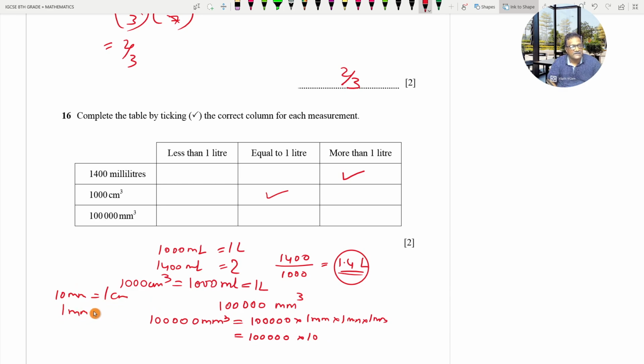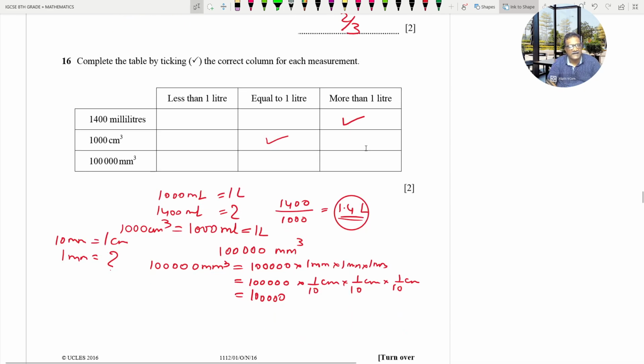So 1 millimeter will be how many centimeter? It will be 1 upon 10. So in centimeters, I'm going to write 1 upon 10 centimeter, 1 upon 10 centimeter, and 1 upon 10 centimeter. Now this works out to 1 lakh divided by, there are 10 cubes, so 1000, and this will become centimeter cube. Now we cut 3 zeros and 3 zeros. So I get 100 centimeter cube, right?